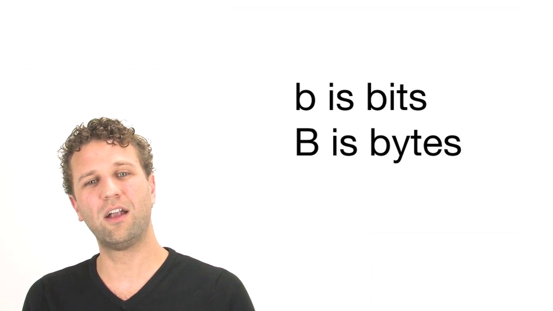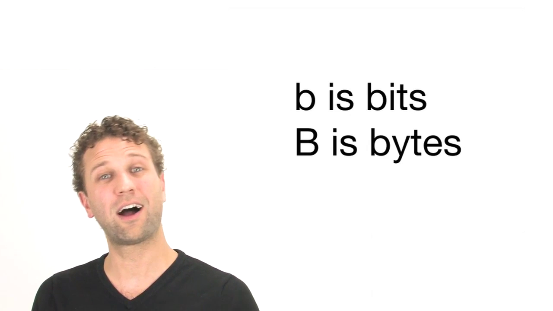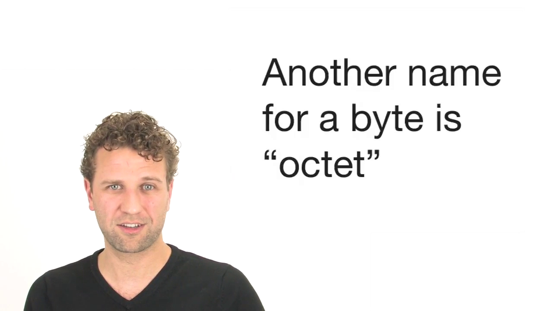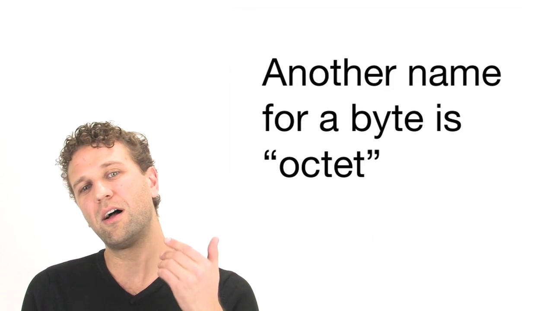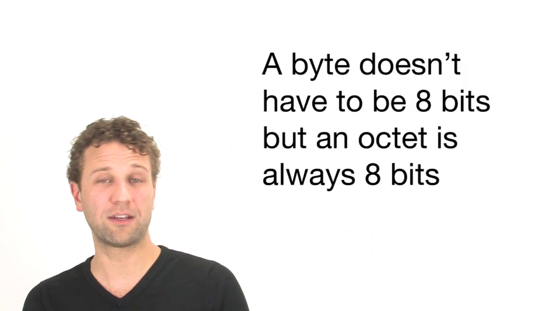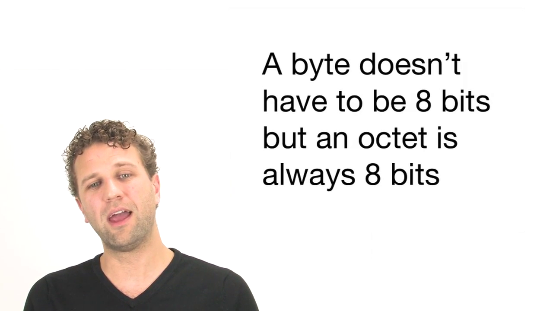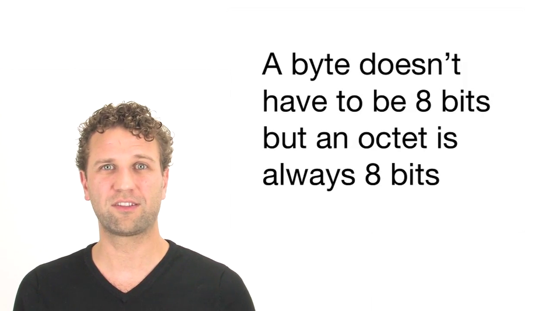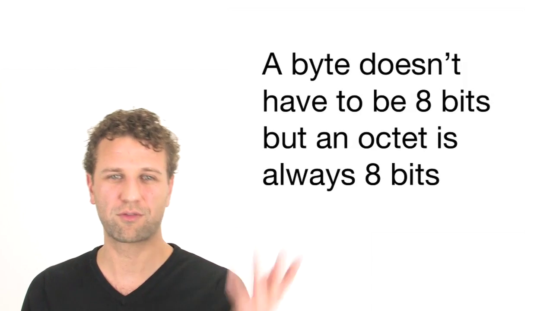Another name for a byte, by the way, is an octet. That means 8 bits because of the prefix oct, like in octagon. And a byte almost always means 8 bits. That's almost all of the time. Technically, though, a byte can be any size. An octet is always 8 bits. So that's just a little extra information.